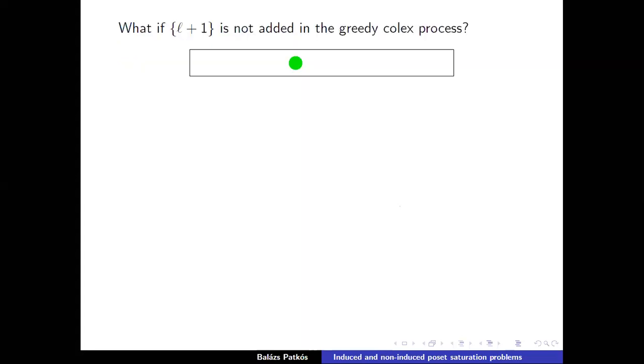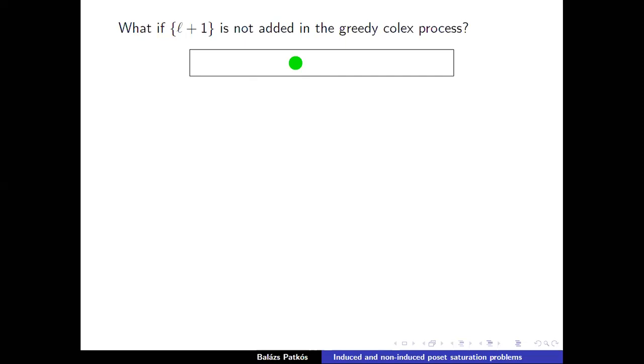Here's a hint. Suppose that we are doing the greedy colex process, and at some moment we are considering this one-element set, {L+1}, say. That's the only element of the set. And suppose that the greedy colex process doesn't add this set to the family, because it creates a copy of P, whatever P is, together, of course, with those sets that were already added to our family.